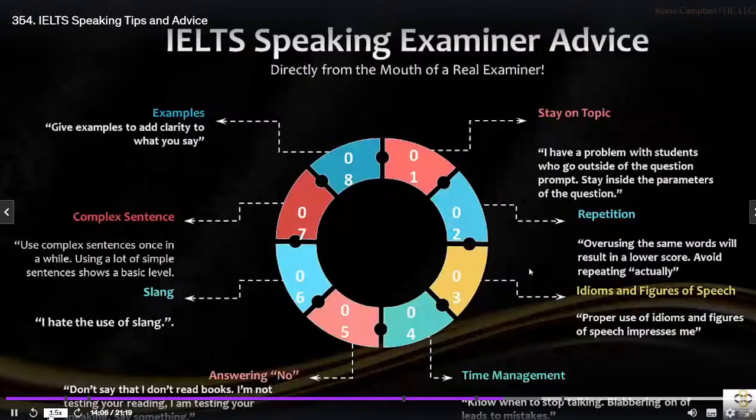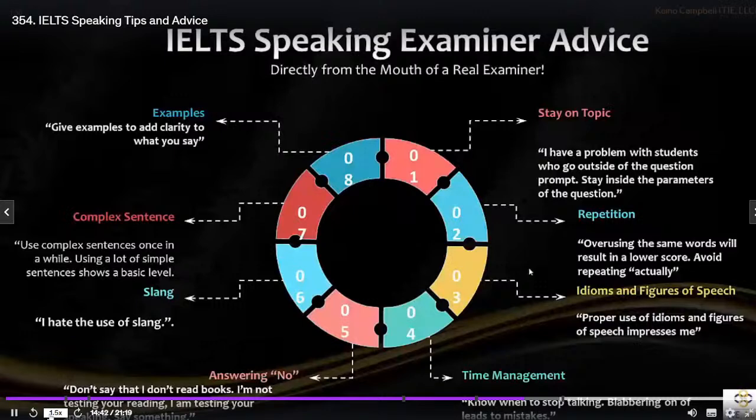Using idioms and figures of speech, if they're properly used, it impresses them a lot, right? You have to know about your time management. Know when to stop talking. Keep good eye contact with the examiner, because you can tell in their body language that they're getting ready to ask you a new question. And that means when you start seeing them getting ready to ask you a new question, it's time for you to wrap it up.